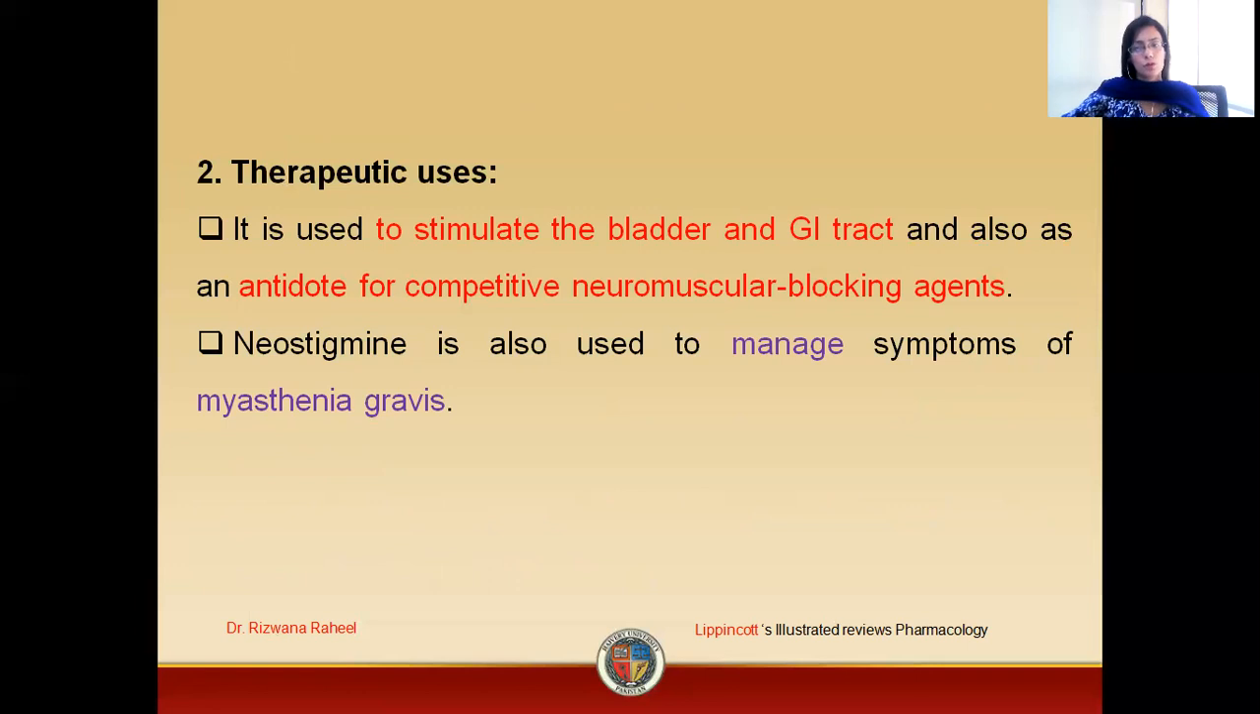Now, what are the therapeutic uses of the drug? It is used to stimulate the bladder and the GIT. It is an antidote for the competitive neuromuscular blocking agents. This drug is also used to manage the symptoms of myasthenia gravis.